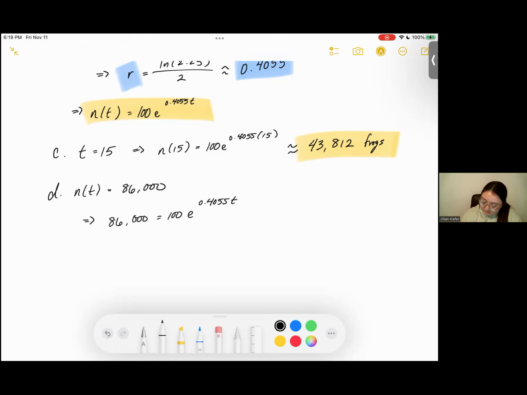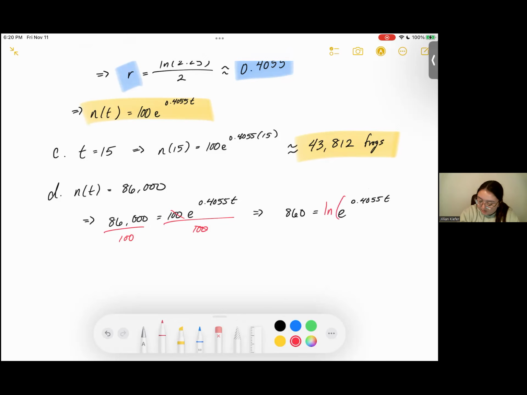So we want to solve for t, so we can get rid of the coefficient in front of the exponential function, because we want to solve for the exponential part of this. So we want to get rid of anything that's attached to it, like the 100. The 100 cancels on that side. And then we get 860 is equal to e to the power of 0.4055 t. And so we've isolated our exponential function, which means that we can now take the natural log of both sides.